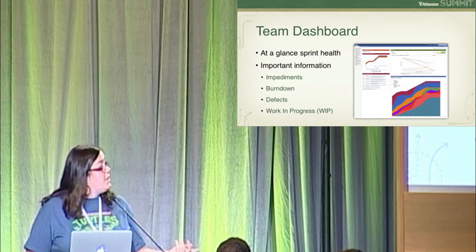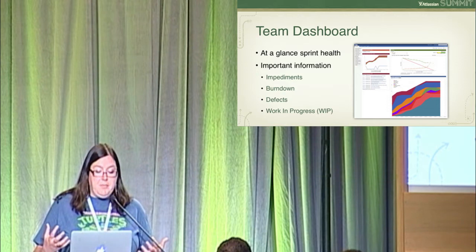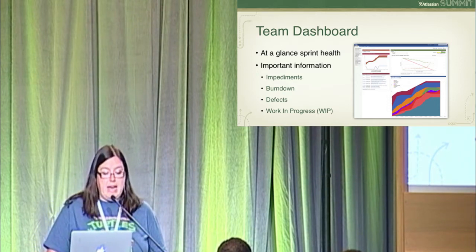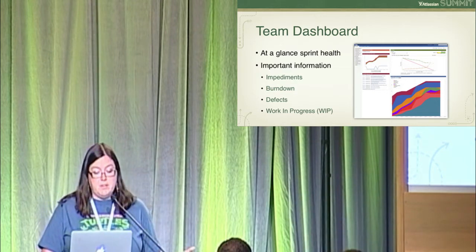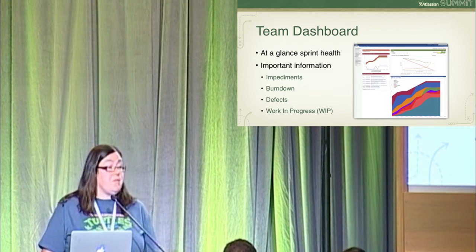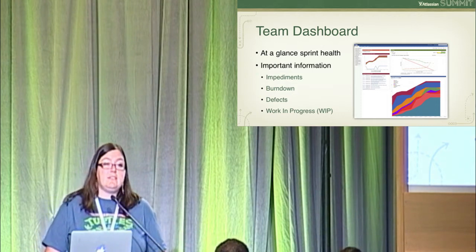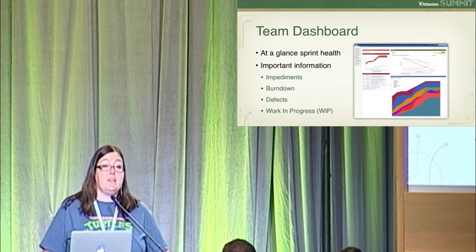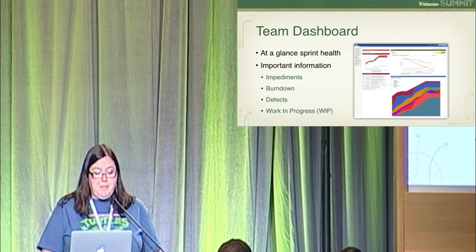So I'm going to take you guys through one of my team dashboards, just to kind of show you where I was going with this and how to get the most out of some really great gadgets that Jira has. So the purpose of our team dashboard is to provide full visibility for the team and the product owner into the health of the sprint. The most important pieces of information that we needed were impediments, burndowns, defects, and some sort of representation of our cumulative work in progress. And I'm terrible at the word cumulative, so you guys can laugh at me in a minute when I try to say it for like the 4th time.